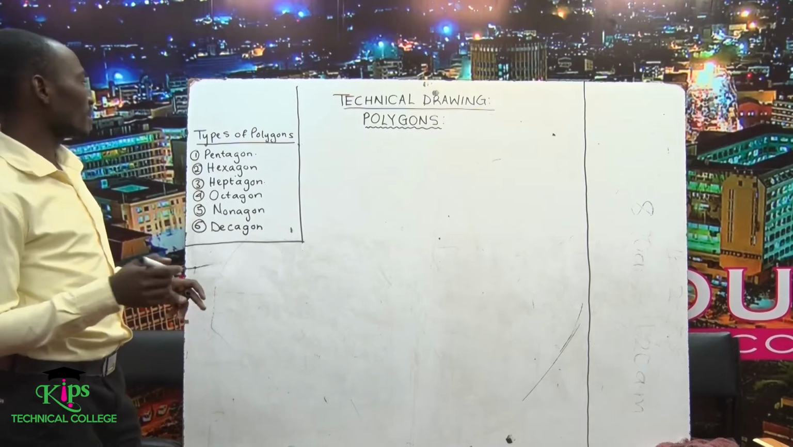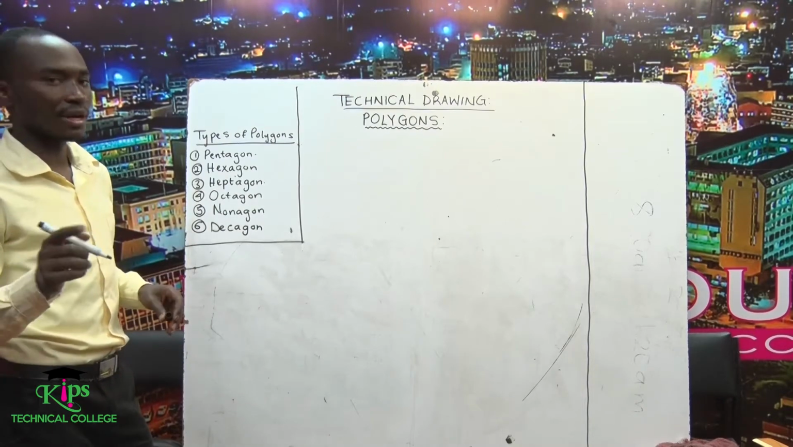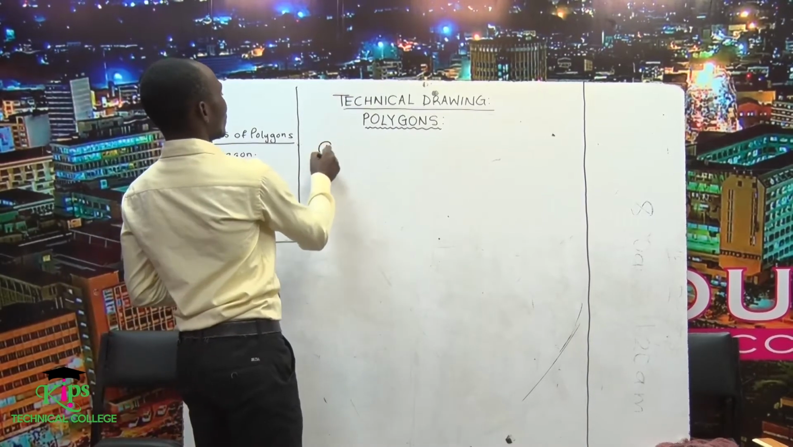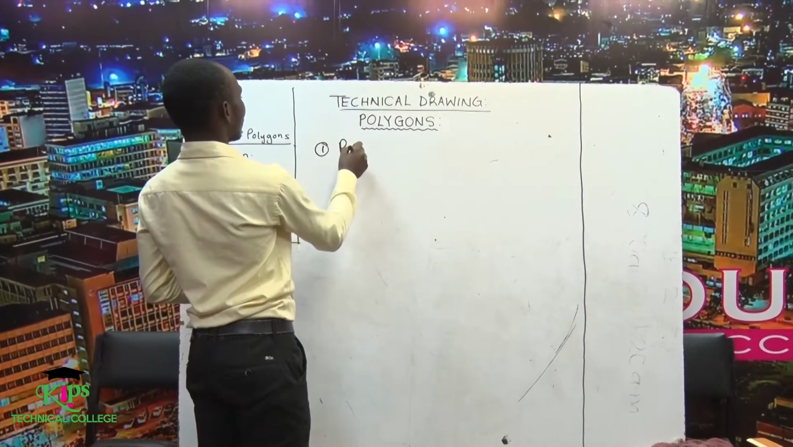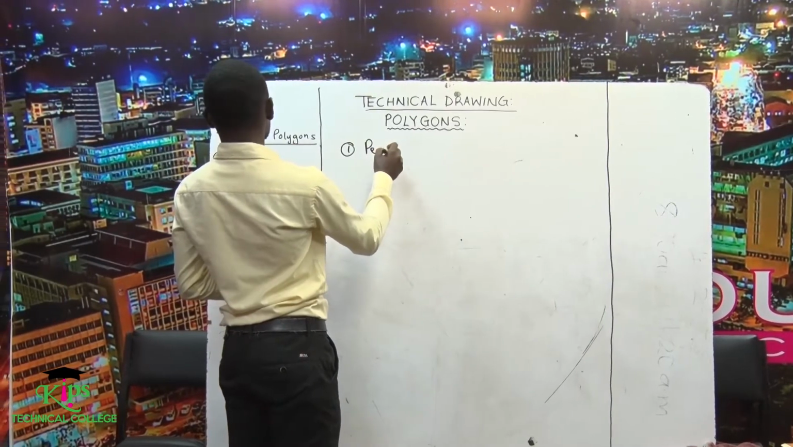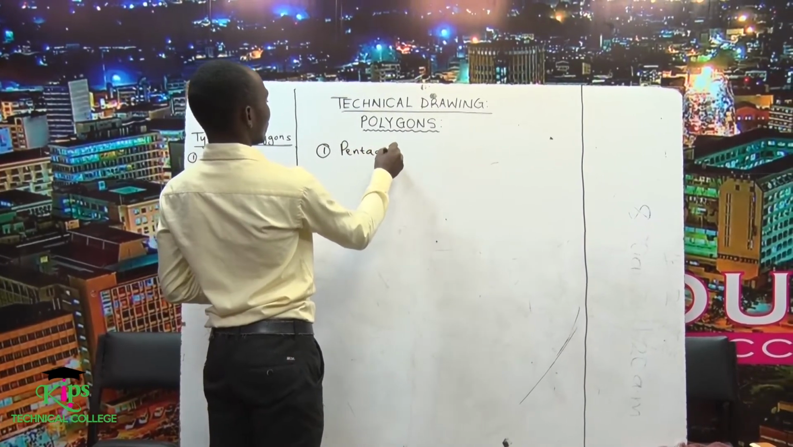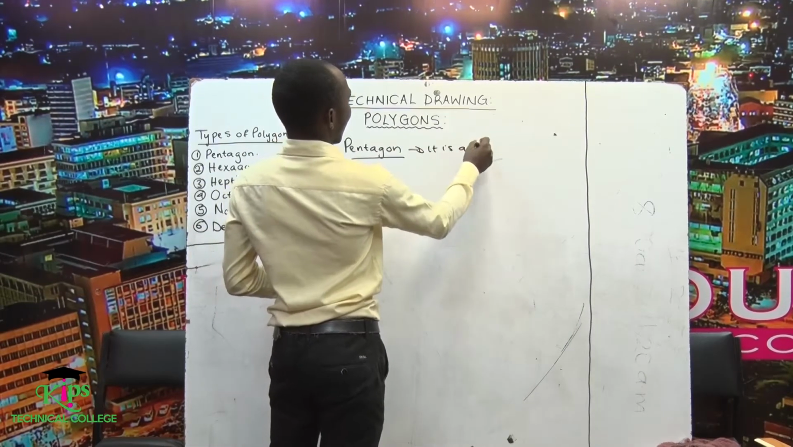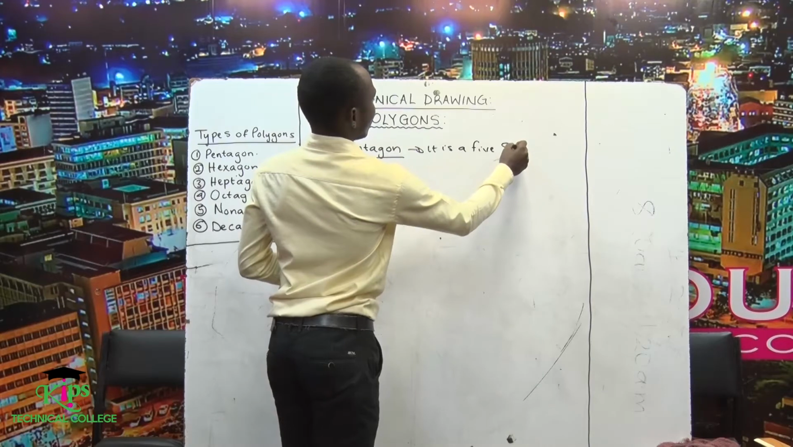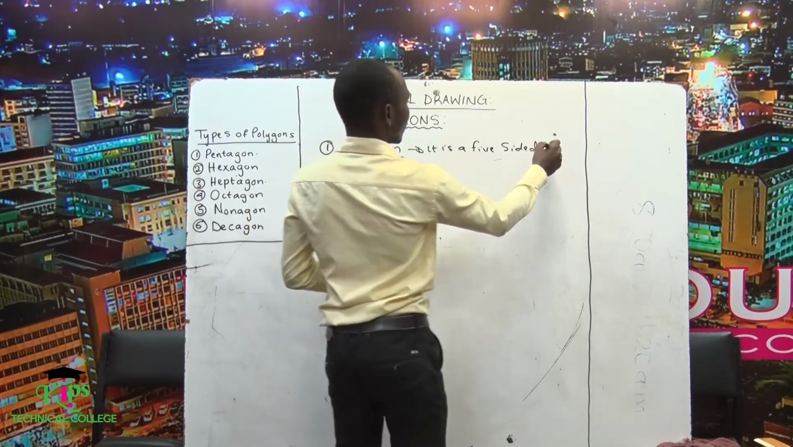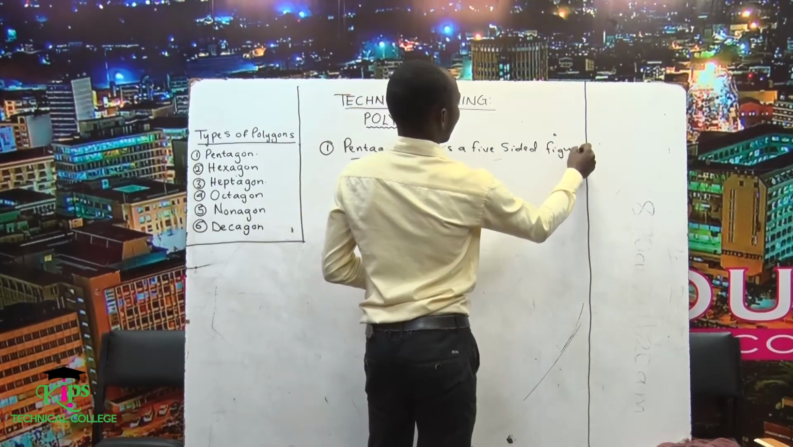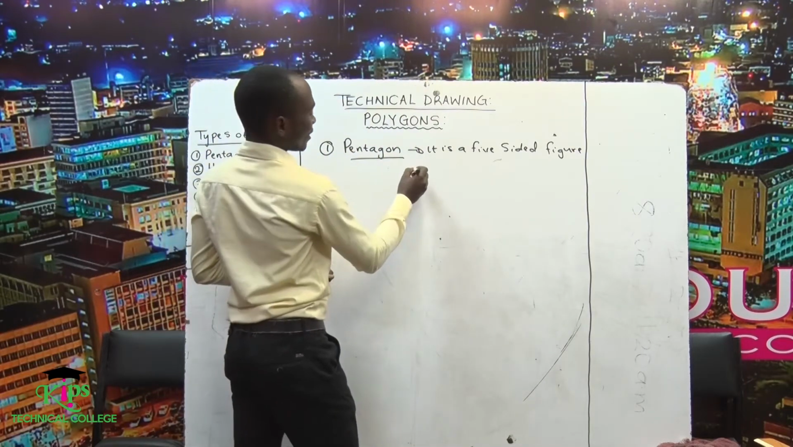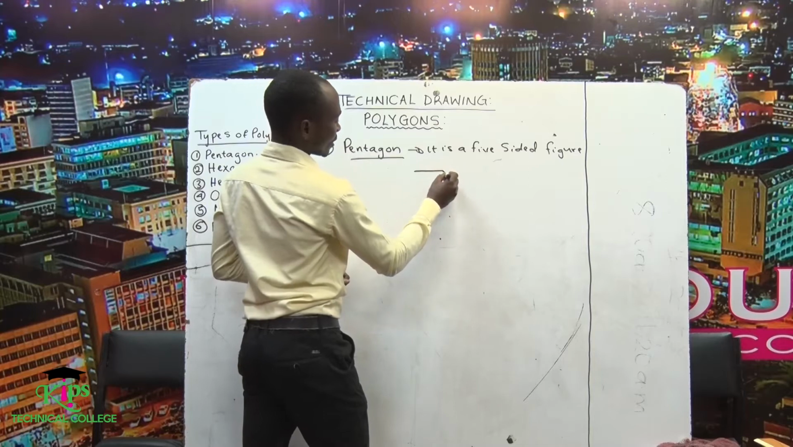A pentagon is a five-sided figure. For example, let me show you how it looks. So we have a pentagon. We are saying it is a five-sided figure. A five-sided figure looks like this.